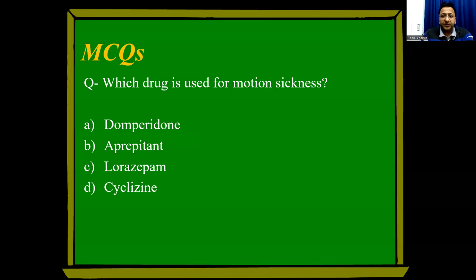Another question: which drug is used for motion sickness? Domperidone, aprepitant, lorazepam, or cyclizine? The answer is cyclizine. In motion sickness, we have two receptors: one is the serotonin 5-HT3 and one is the H1. Cyclizine is an H1 receptor antagonist. Domperidone is again a D2 blocker, aprepitant is an NK1 antagonist, and lorazepam is a benzodiazepine. So the answer is cyclizine.